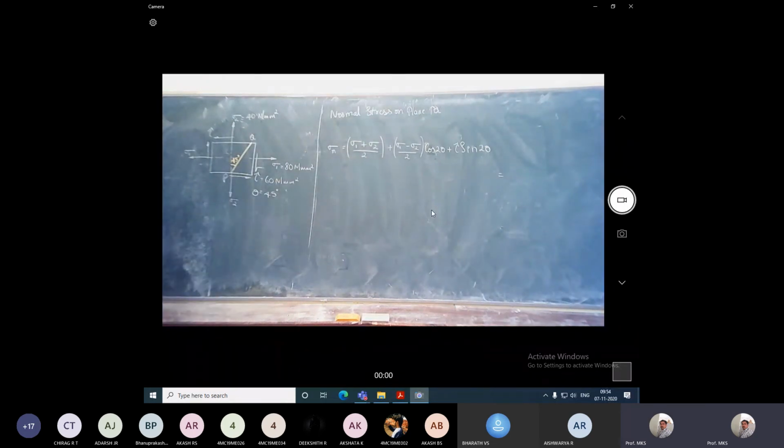You note down all the equations with respect to the particular module, module 1, module 2, on separate sheets, so that it will be easy to go through and to remember the equations. So sigma n is given by the equation we derived in the last class: (sigma 1 plus sigma 2) by 2 plus (sigma 1 minus sigma 2) by 2 into cos 2 theta plus tau into sine 2 theta. All the values are directly given in the problem. You only need to substitute.